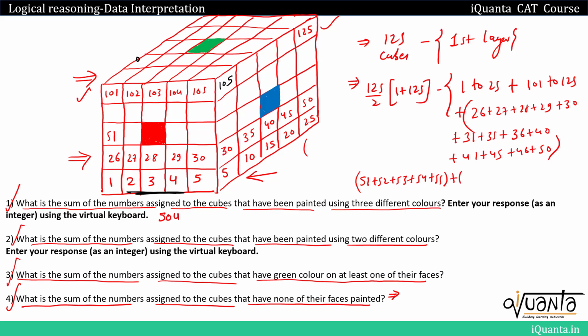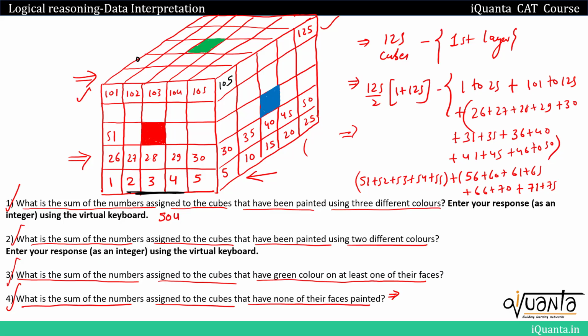Then we'll be having 56 plus 60. Then we'll have 61 plus 65. Then we'll be having 66 plus 70. Then at last 71 to 75, all those will be visible. And even here 46 to 50, these will also be visible from outside. So here we'll have 46 to 50. So in the same manner you have to do this.